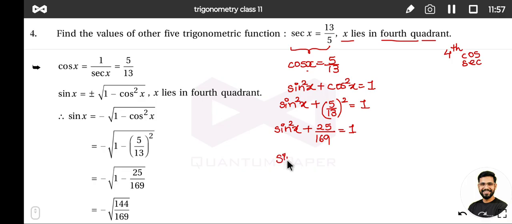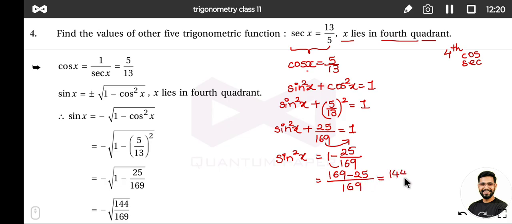So sin square x is equal to, if we take this 25 by 169 to the other side, 1 minus 25 upon 169. So do the cross multiplication: 169 into 1, 169 minus 25, divided by 169. So 169 minus 25, which is 144, upon 169. So from here we will get sin x is equal to, if we take the square root on both sides, root of 144 upon 169.